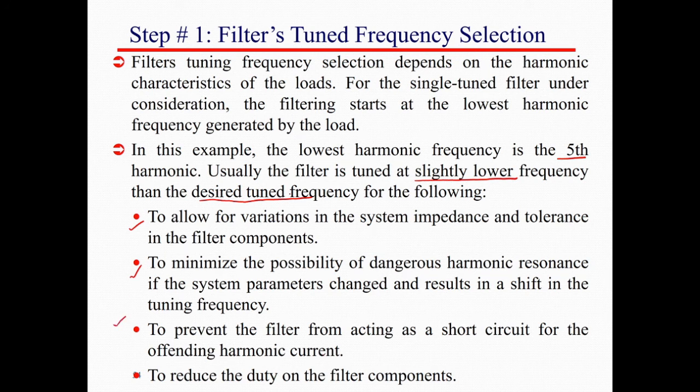So if you have a fifth harmonic and your filter makes a short circuit at the fifth, of course the current will be so huge that the cost of the filter will be very high, because you need to make sure that all components in the filter will carry this huge current. As a result, we are not tuning at, for example, the fifth. We are tuning below that, in order to reduce the duty on the filter elements or components.